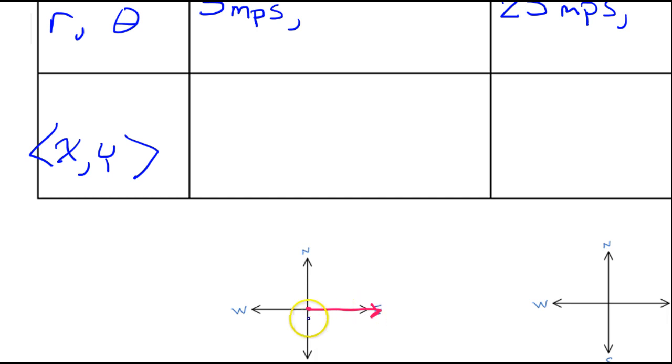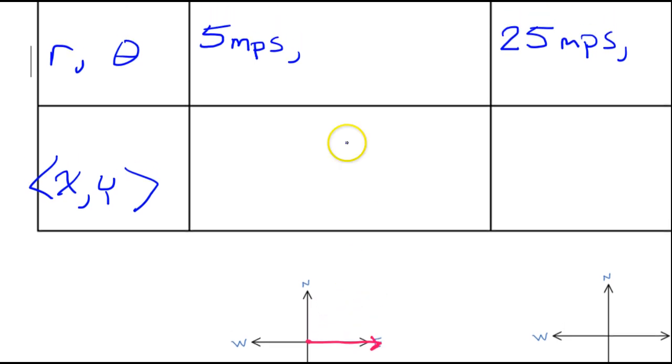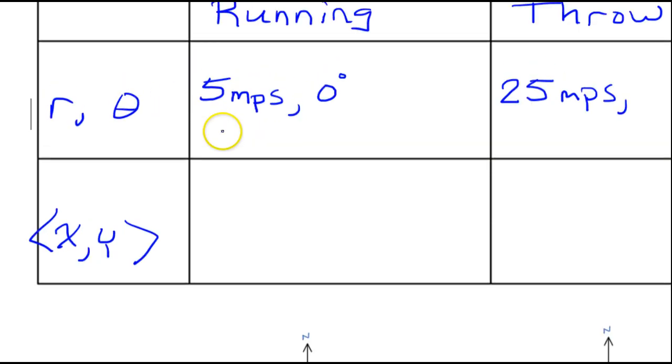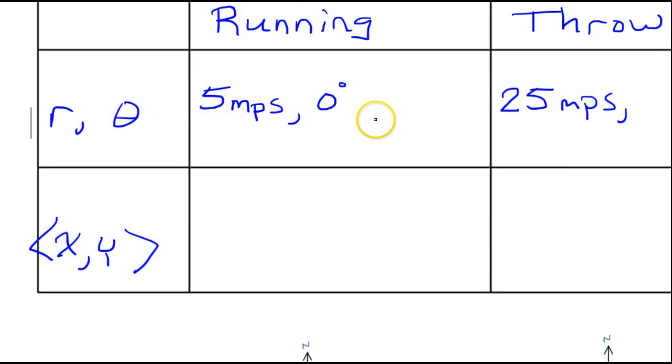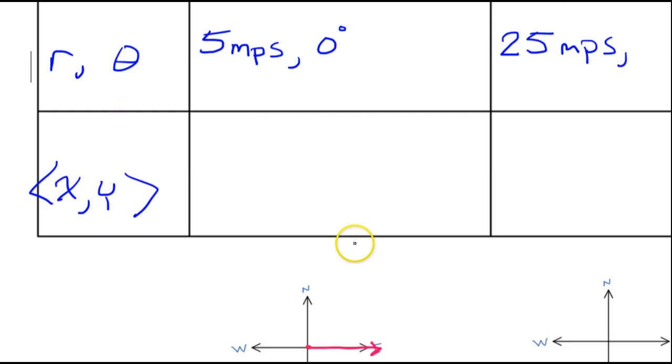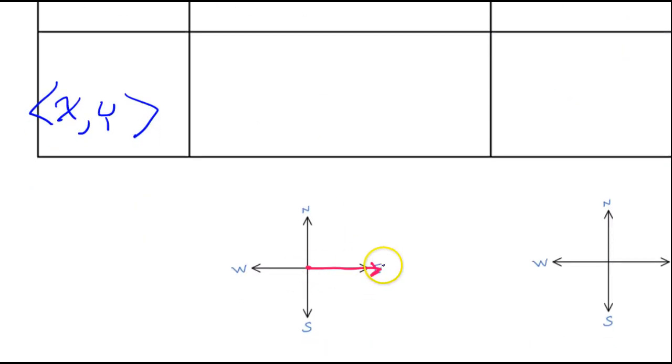Now a vector like this is on the positive x-axis. So that is actually 0 degrees if you're measuring from the x-axis. So for the purposes of this chart, I will say the magnitude of the running is 5 meters per second at a direction of 0 degrees, flat horizontal, to the east, let's say.